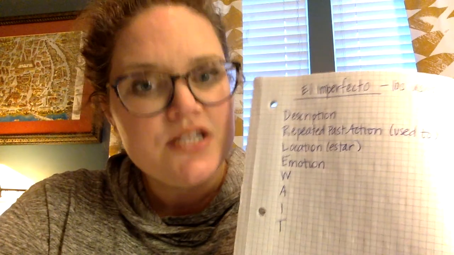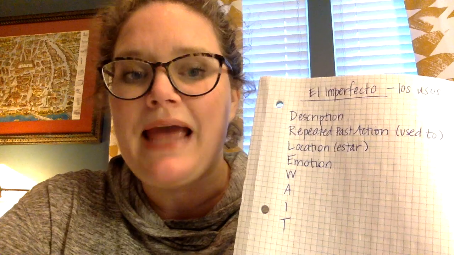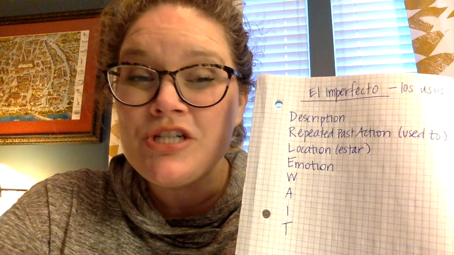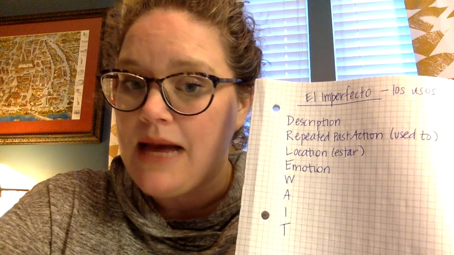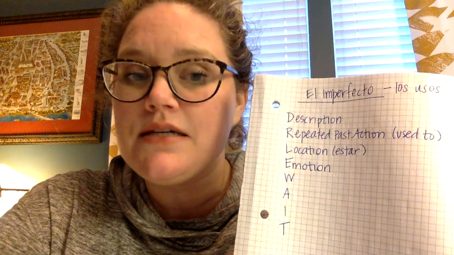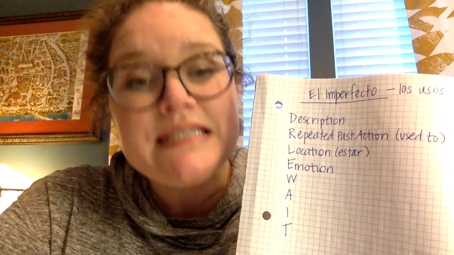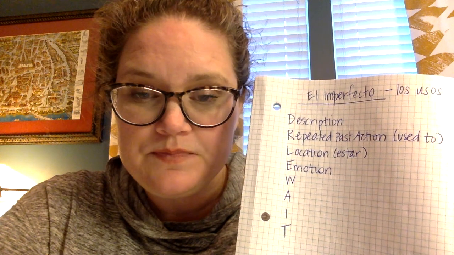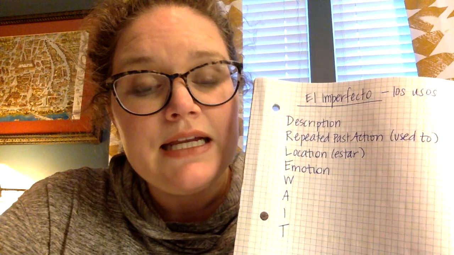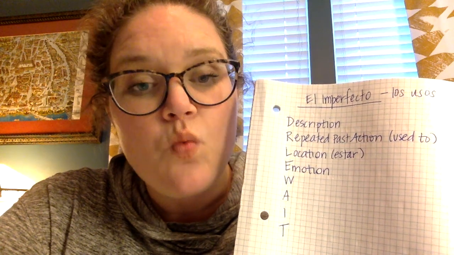Now, if I'm happy and I jump would be the preterite tense because that's my action. And I didn't used to jump, I jumped once because I was happy. But being happy is still the imperfect tense. Yo estaba feliz. La W. La W representa weather. So here we go. I'm going to write down the word weather.